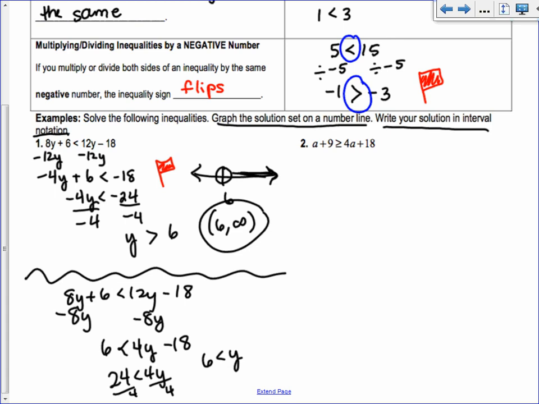Just make sure if you have 6 is less than y, you're drawing it correctly on your number line. That's really saying y is greater than 6. I usually rewrite, so see how the bigger side of your inequality is with the y? Like I said, the alligator's mouth part is with the y, but make sure the alligator's mouth is with the y when you rewrite. Okay, so you can do it that way as well, and kind of avoid the flipping. All right, so you guys try number 2.